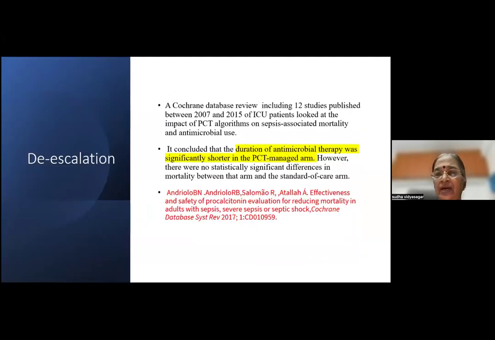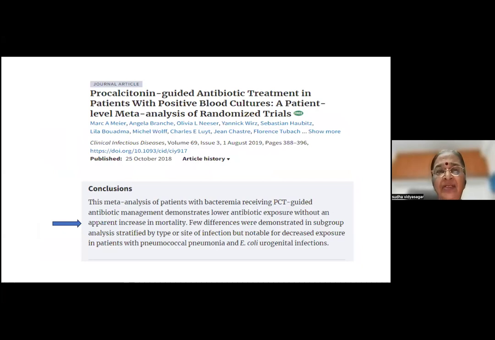So this is again a Cochrane database review showing 12 studies published between 2007 and 2015 in the ICU. They showed that the duration of antimicrobial therapy can be made shorter if you go with the procalcitonin because you will de-escalate faster. Okay, so it's useful for de-escalation, and we will see why. This is another study, a meta-analysis in patients with bacteremia. When you go with the procalcitonin and come off the antibiotic, you are decreasing the antibiotic exposure.